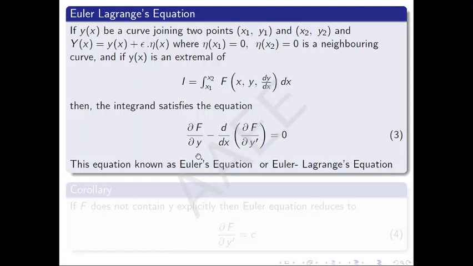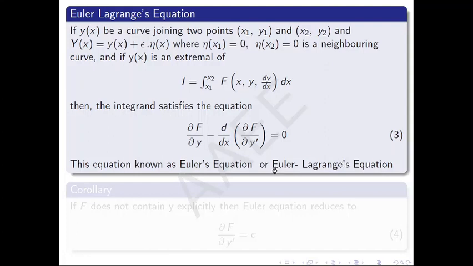Del f by del y is the partial derivative of f with respect to y. Here, del f by del y dash is the partial derivative of f with respect to y dash, and d by dx is the derivative of this term with respect to x. Kindly note that this equation is called Euler's equation or Euler Lagrange's equation.